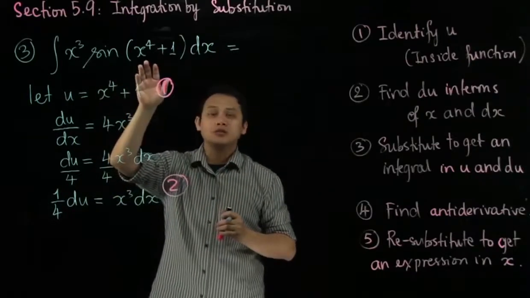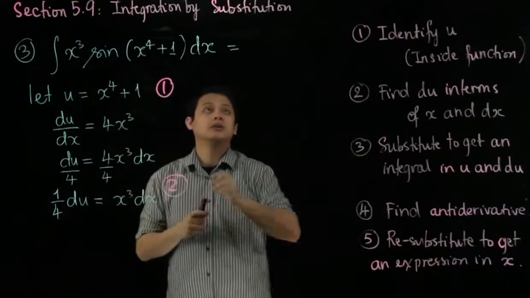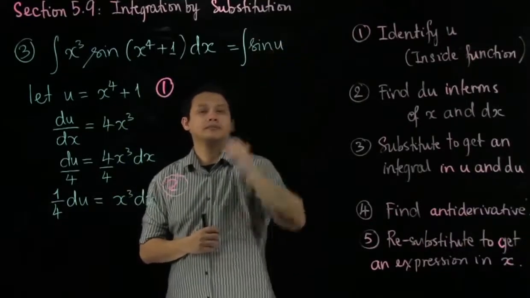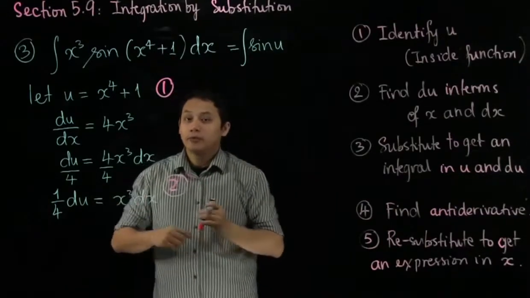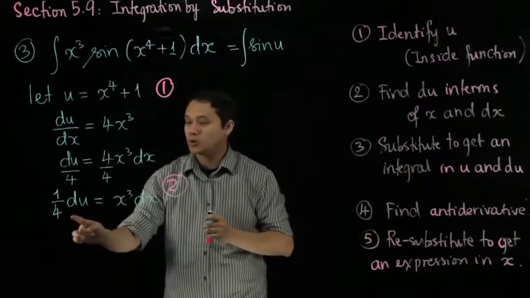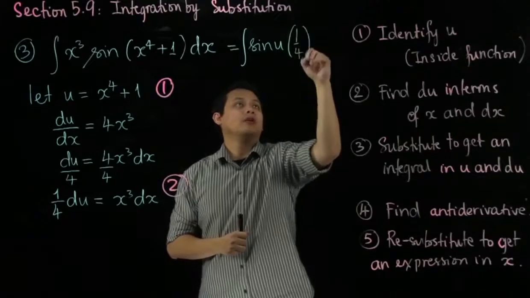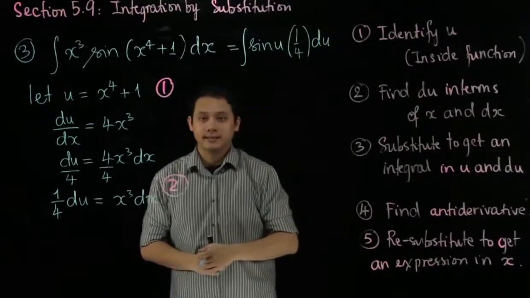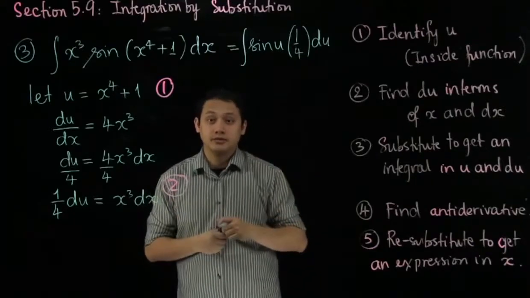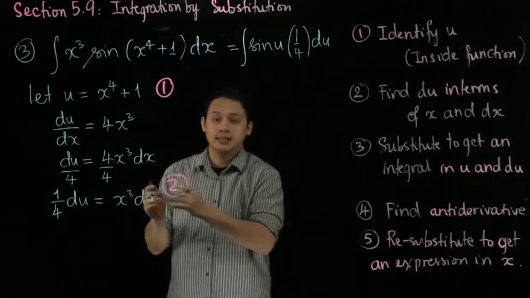so you have sine of x to the 4th plus 1, but x to the 4th plus 1 is u. So this is the integral of sine of u. You're left with x cubed dx. And x cubed dx is equal to 1/4 du. So that is 1/4 du, like this. At this point, it's very simple to get the antiderivative. This is something you have learned before. This is something you were tested on in test 1.